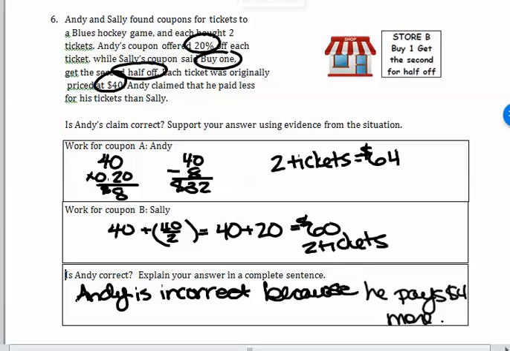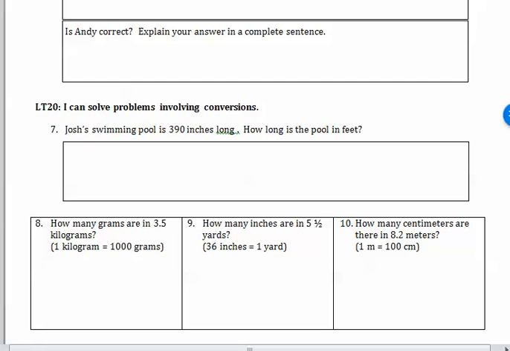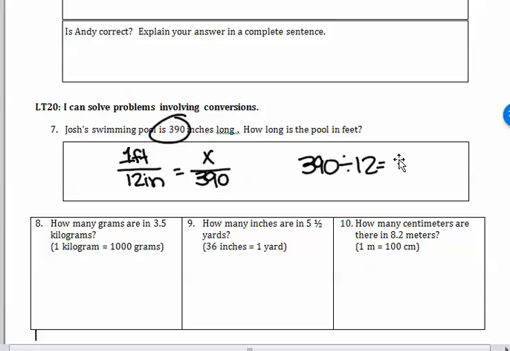Okay, let's look at number 7. We're working with conversions. In number 7, Josh's swimming pool is 390 inches long. How long is that in feet? Well, if 1 foot equals 12 inches, then 390 inches, we're trying to figure out how many feet that would be. All we have to do is take 390 and divide it by 12, and we get 32.5 feet.